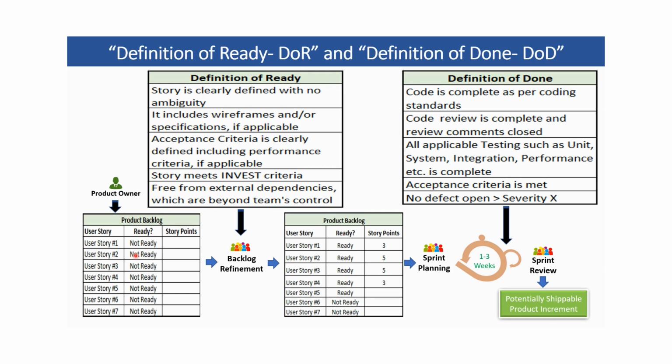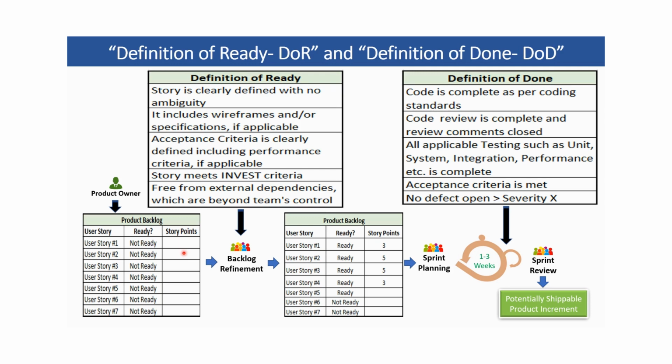We start with the product backlog. Product backlog is written by product owner. Product owner keeps writing new user stories in the product backlog. I have added two more columns here, a column ready and a story points. The ready column denotes whether the story is ready to be estimated and to be picked in a sprint. And story point is the column which will hold the story point estimates.